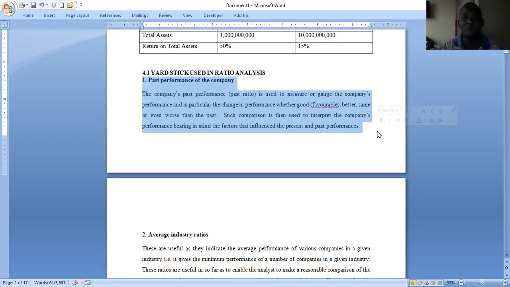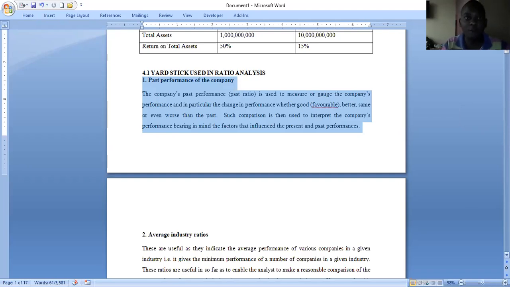So in past performance, we can use the past performance as a yardstick, so as to be able to tell whether the business is improving or not. So past performance can be a yardstick of ratio analysis. We derive a ratio analysis, say on profitability, say the gross profit ratio, and compare it with the gross profit ratio of the previous years.